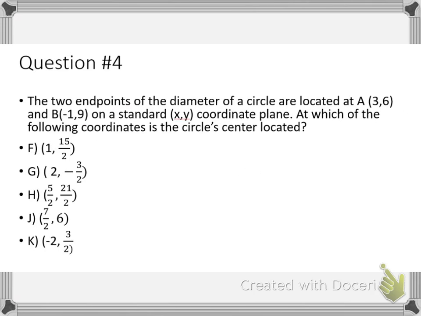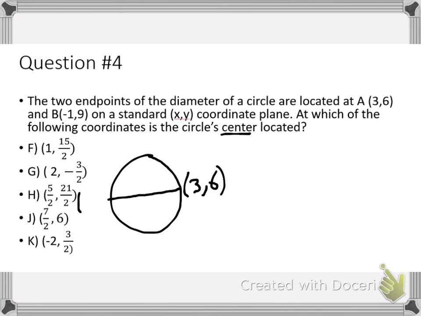Moving on to our next question. The two endpoints of the diameter of a circle are located at A, 3, 6, and B, -1, 9 on a standard coordinate plane. At which of the following coordinates is the circle's center located? Again, the center is going to be your middle. We're looking at a circle and its diameter, which cuts across. One endpoint, A, is located at 3, 6. The other one is located at -1, 9.